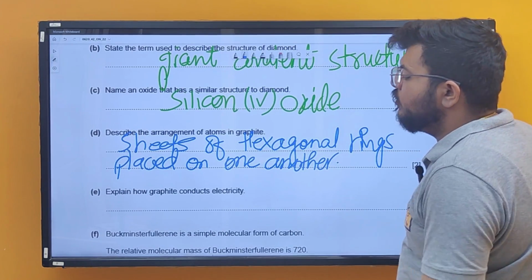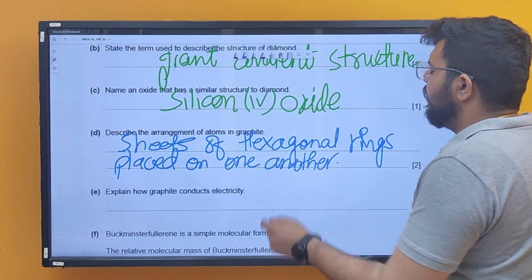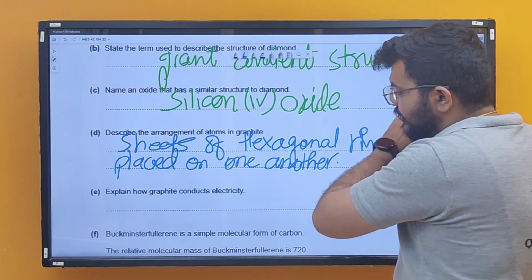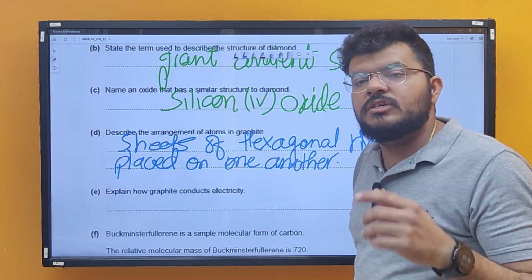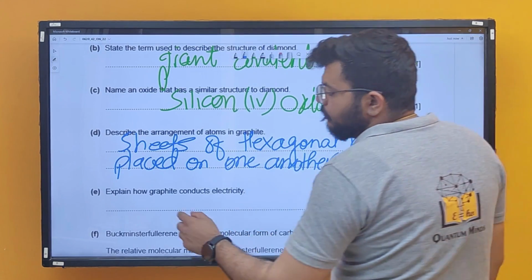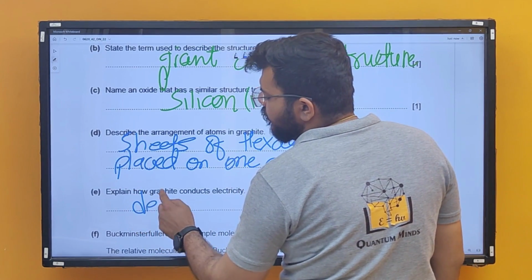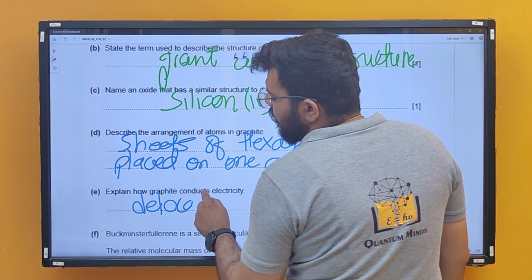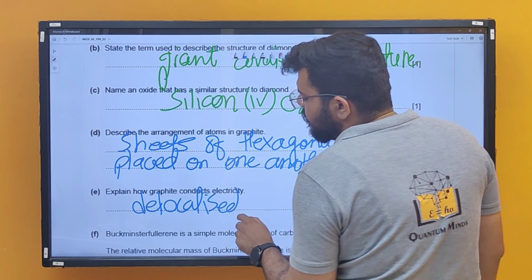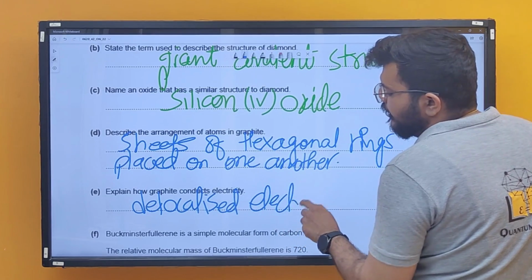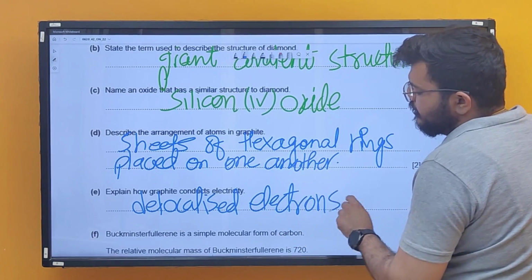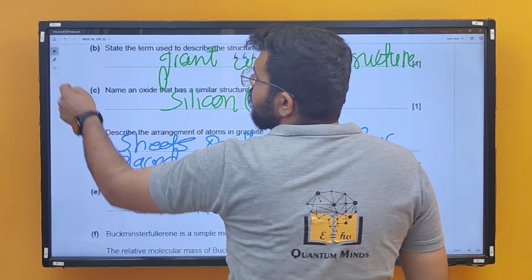Next, explain how graphite conducts electricity. In graphite, the electrons between the sheets are free to move, right? So I will write, if they are free to move, they are known as delocalized electrons. So I will say delocalized electrons. Graphite structure is such that it has delocalized electrons.